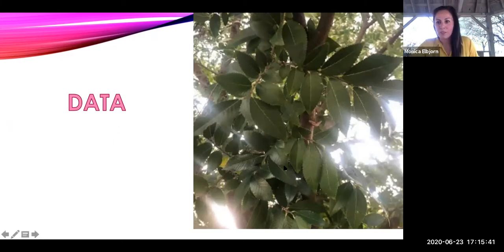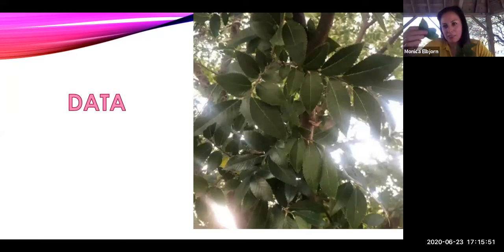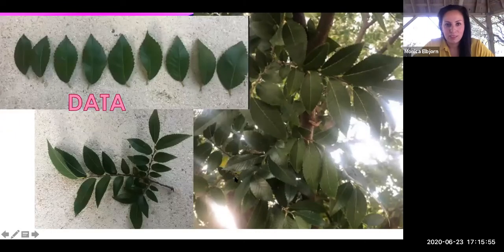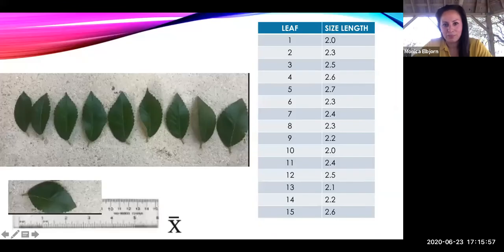So let's see. What I was explaining is that the population will be the whole tree, and the sample or the data will be these little leaves. That's called data, these little leaves that I took. So if we start, what I'm telling you about is statistics. In statistics, we collect the data, then we analyze it, and then we draw conclusions.